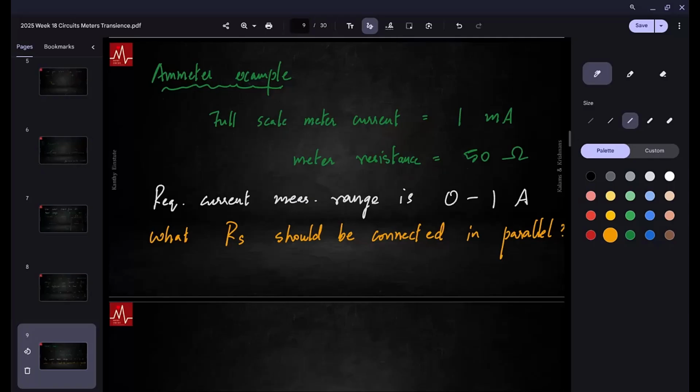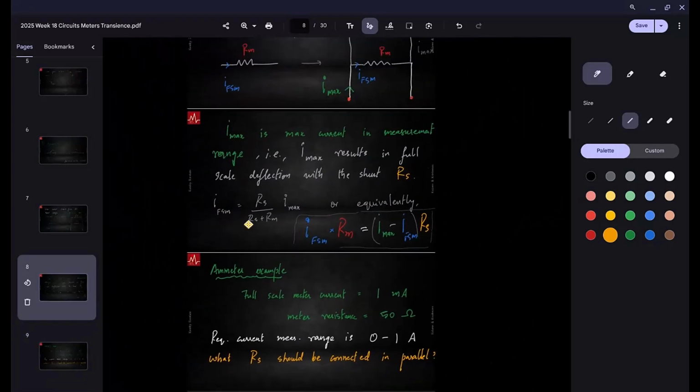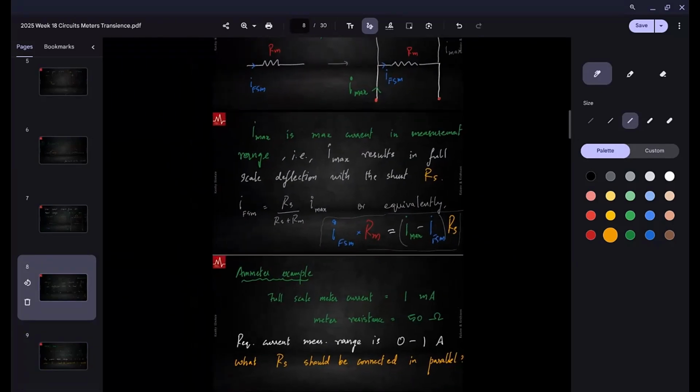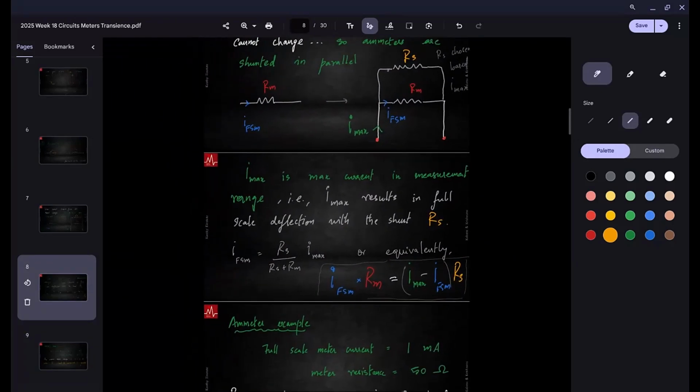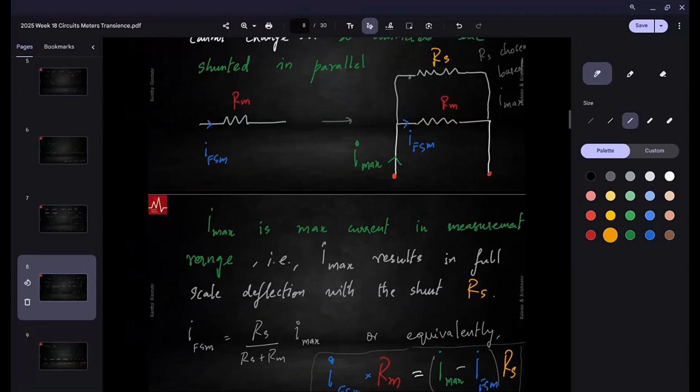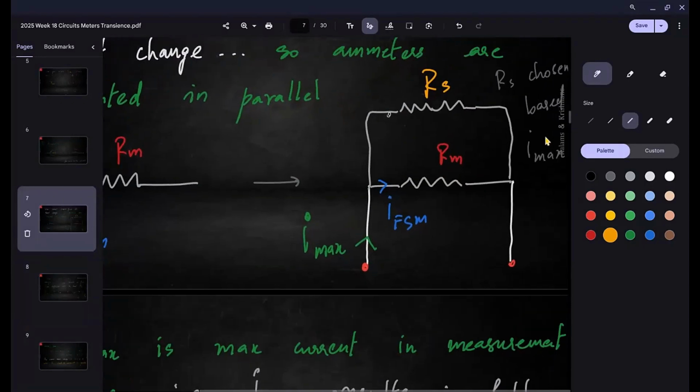You want me to show the circuit? The first sum is 1 milliamps, RM is 50, Imax is 1. Can you find it? Can help it, write it here. In that example that we are looking at, this is 1 milliamps, 1 amps, and this is 50 ohms. Can you find RS?